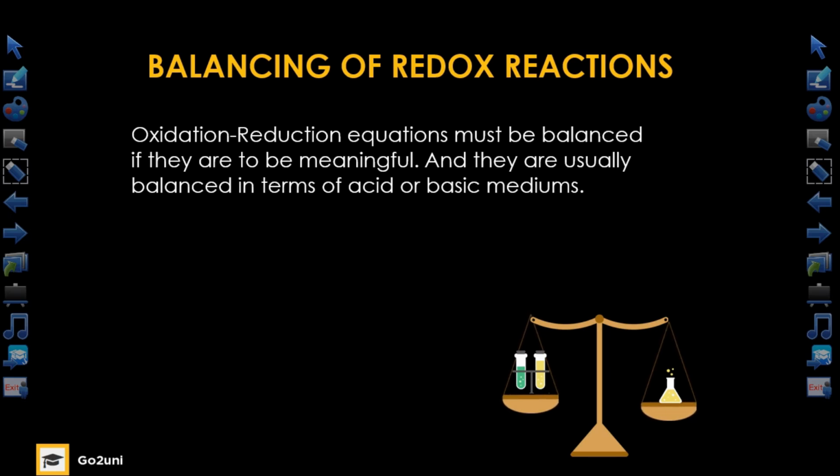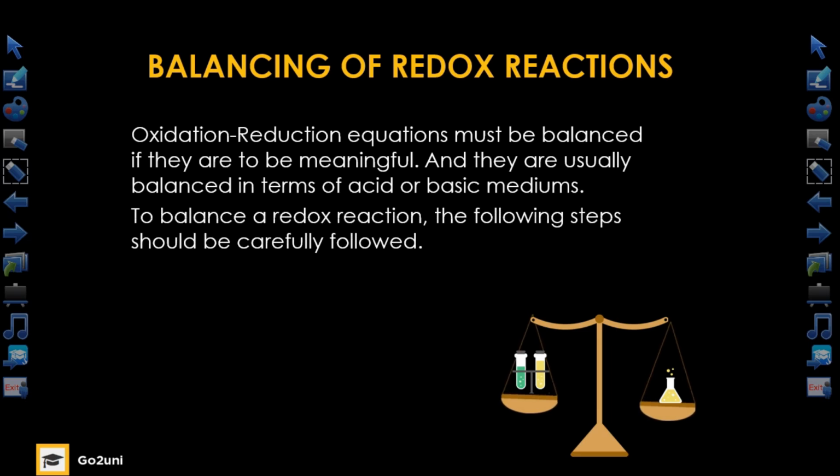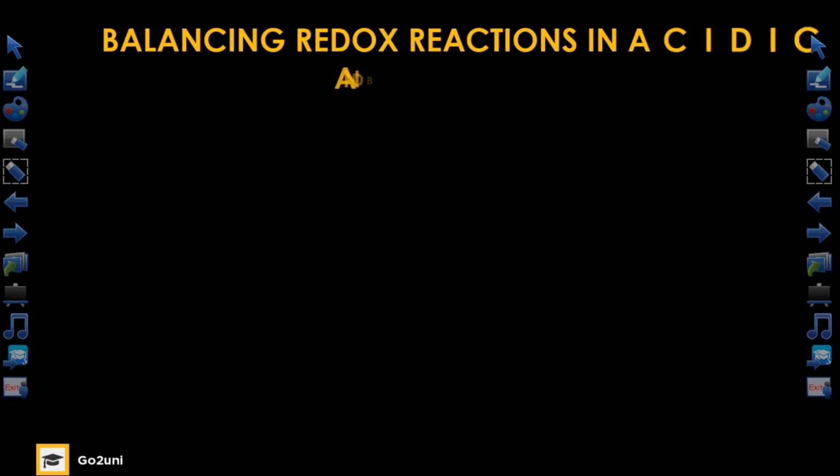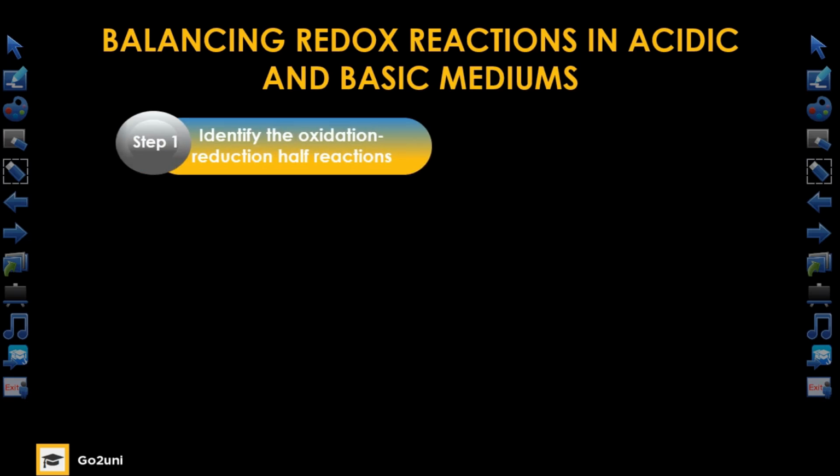If they are to make sense, all redox reactions ought to be balanced. Now, redox reactions can be balanced either in acidic or in basic mediums. And to balance these redox reactions, the following steps should be followed carefully. Let us take a look at these steps that are involved in balancing a given redox reaction.